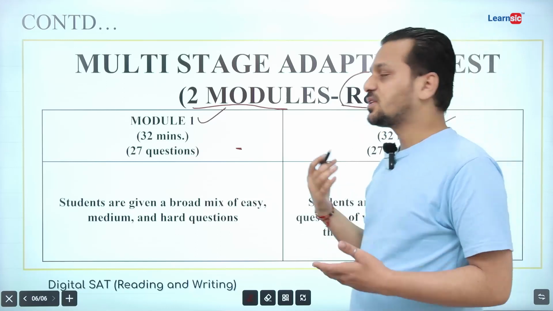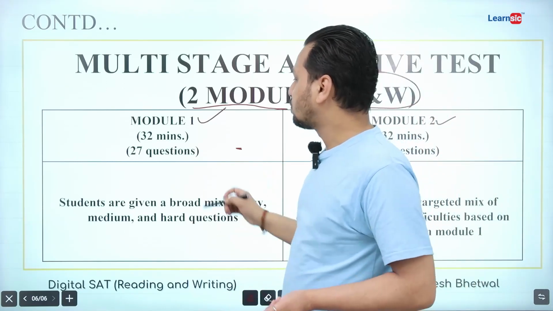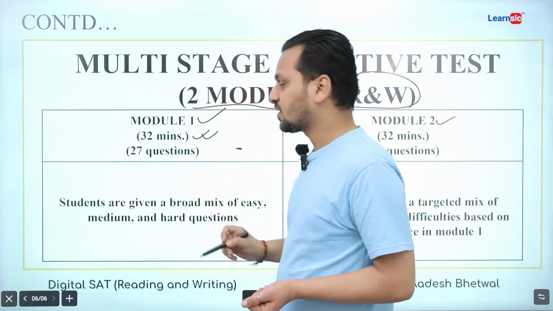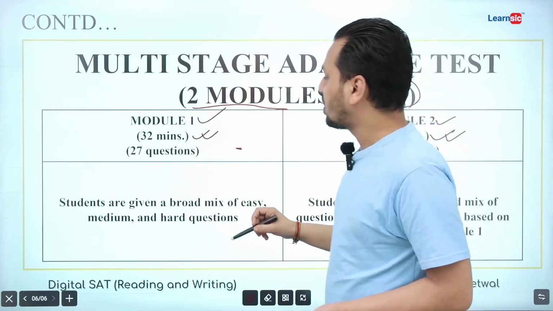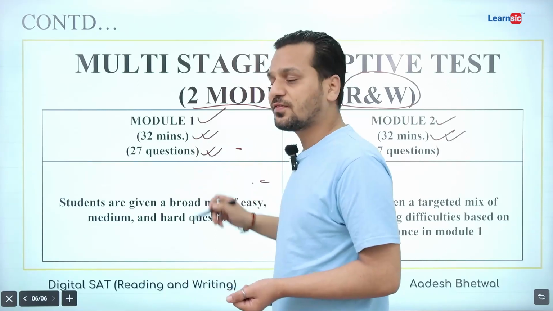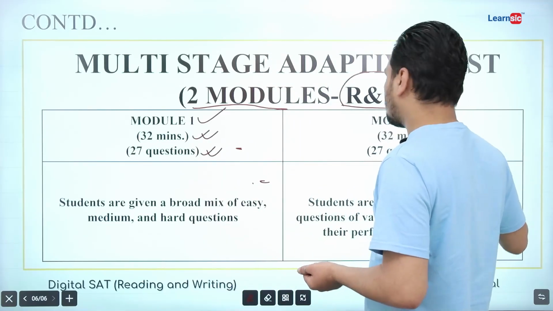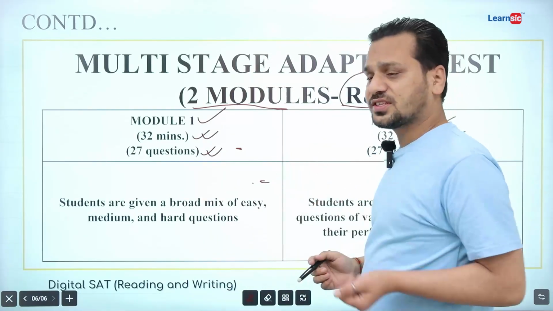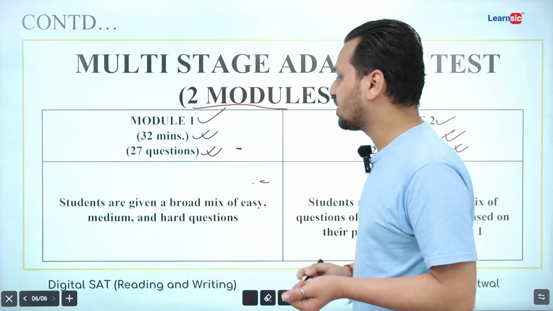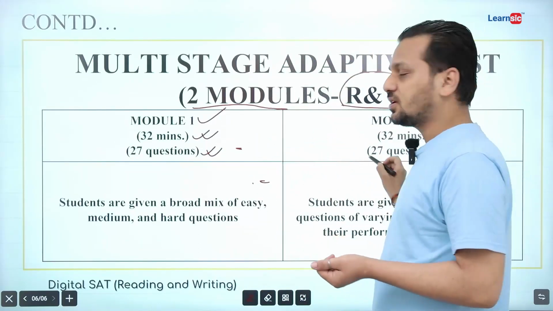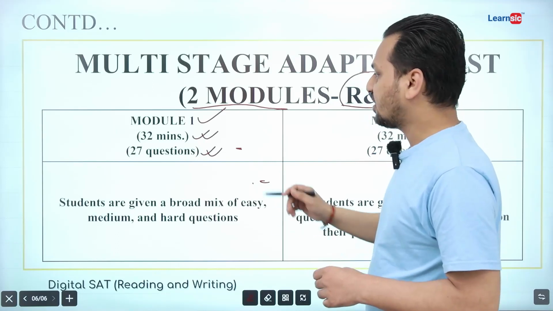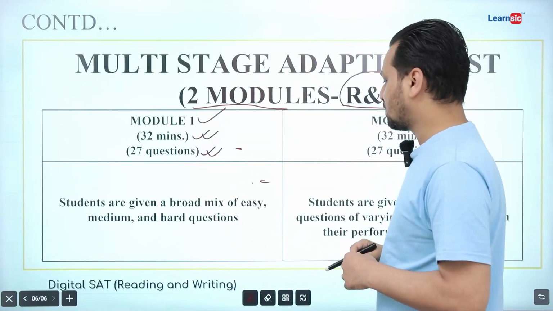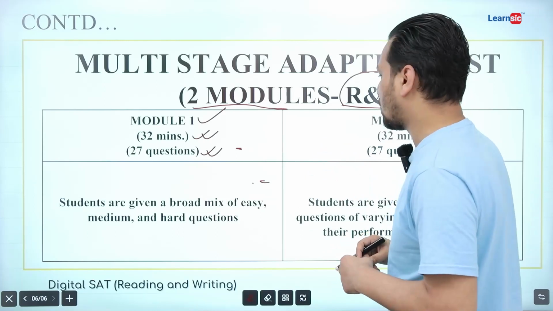So the test has been divided into two modules. The first module will last for 32 minutes. Similarly, the second module will also last for 32 minutes. In the first module there will be 27 questions, and in the second module there will be another 27 questions. So there will be 54 questions in total, and the total time is 64 minutes, as I already said.